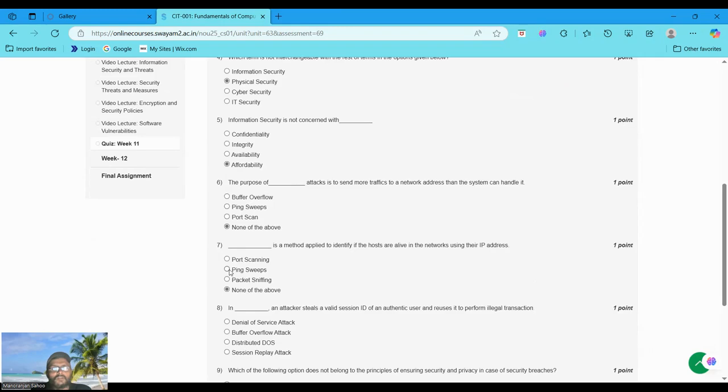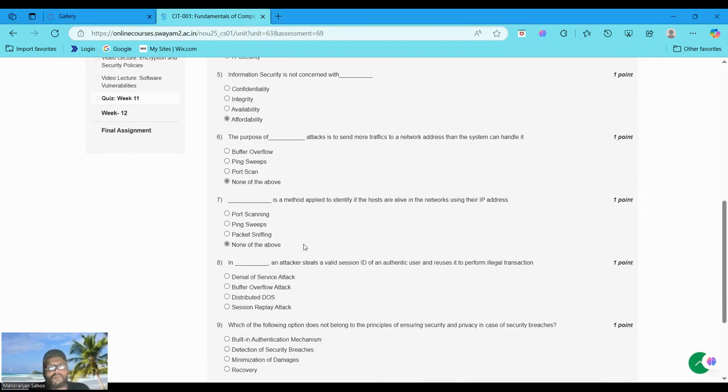The 6 option D. Sorry, 7 option. Just a minute. 6 option D. 7. No, we have not gone through the 7 options. We are now in the 6 options. Okay. Now, moving to question number 7.